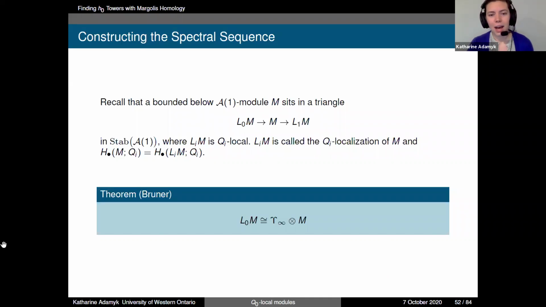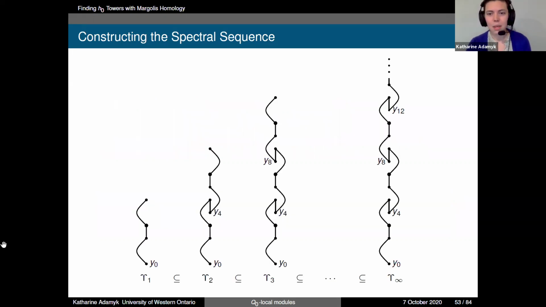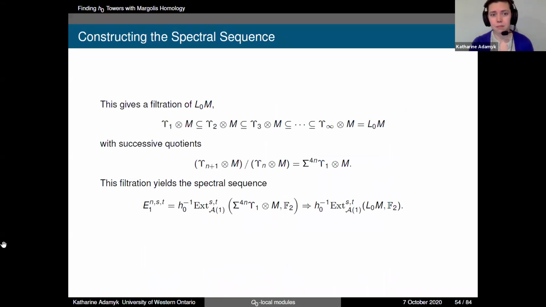Okay, so I'm going to construct the spectral sequence by taking a filtration on the Q-naught localization of M. We already have a really nice filtration of the infinite Seagull given by the finite ones. So I have a filtration of the Q-naught localization of M that's just given by tensoring each Seagull with M.